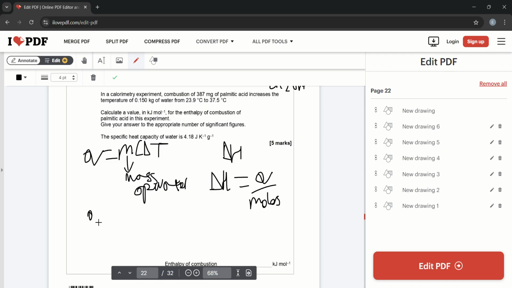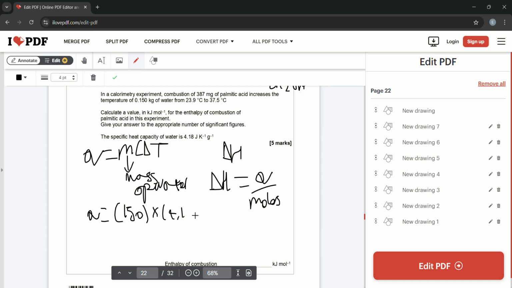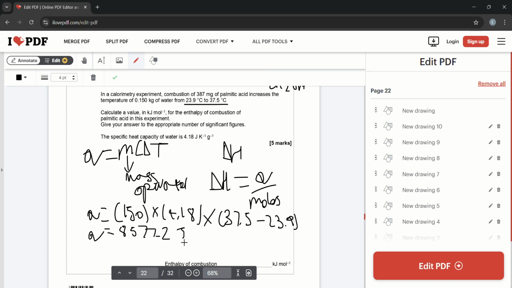So it's going to be Q equals mass of water in grams, 150 times by 4.18 times by temperature change, so 37.5 minus 23.9. Q equals 8527.2 joules. Now that's really important as well. Moles, now the moles is of the alcohol, but in this case it's of the acid.